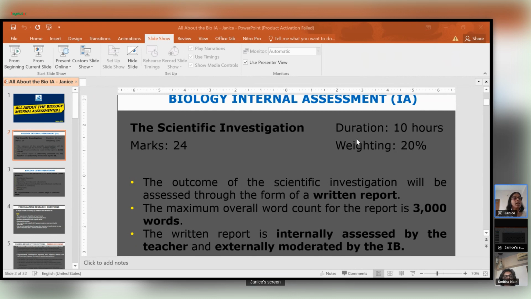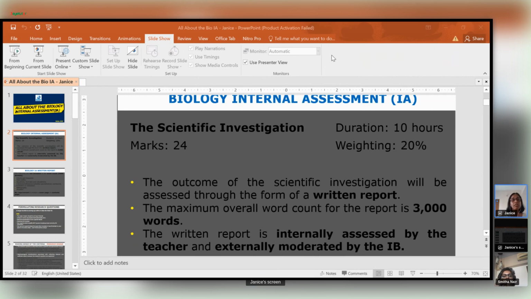Okay, fine. Let me start with the biology internal assessment. Now, internal assessment is a part of the DP program. The assessments in DP are of two types: internal assessment and external assessment. Internal assessment constitutes some weightage, and external are the papers which hold some weightage. So let us talk about the biology internal assessment.